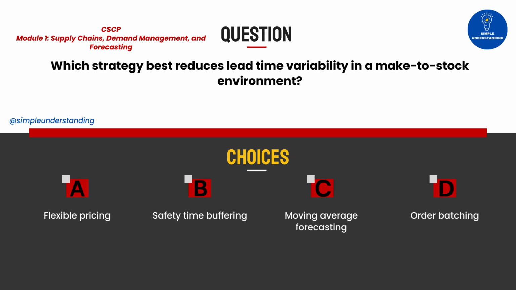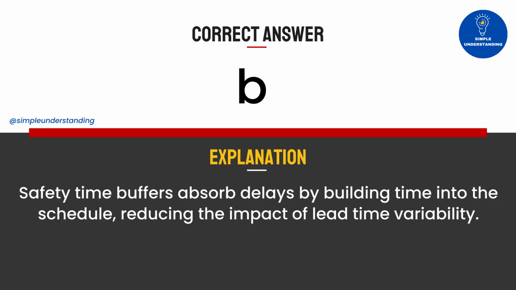14. Which strategy best reduces lead time variability in a make-to-stock environment? A. Flexible pricing. B. Safety time buffering. C. Moving average forecasting. D. Order batching. Correct answer, B. Explanation. Safety time absorbs variability by building in buffer time to account for delays.